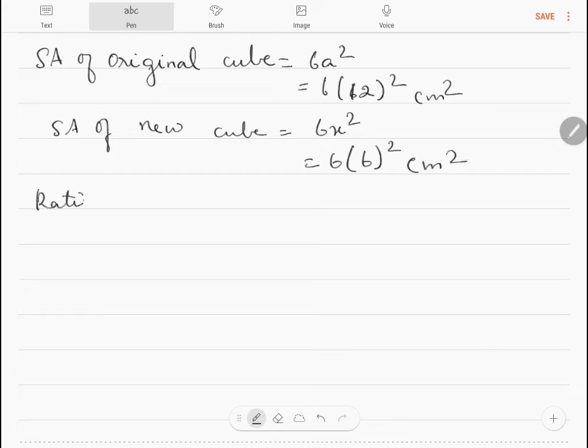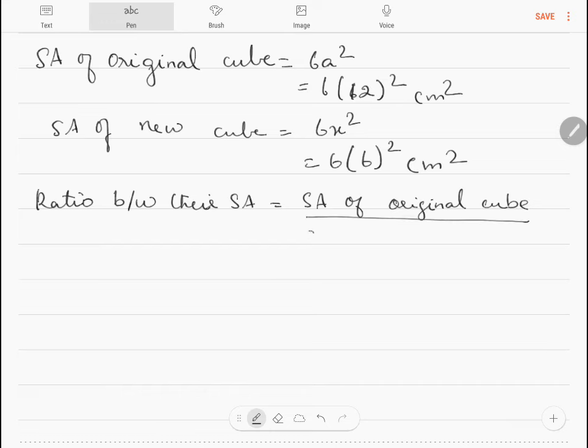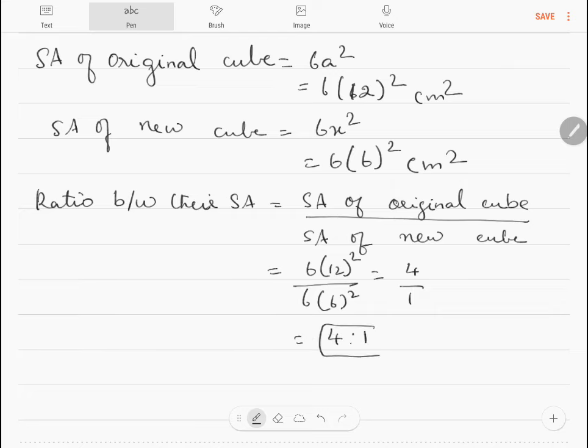Now the ratio between their surface areas is surface area of the original cube by surface area of the new cube, which is equal to 6 into 12 square by 6 into 6 square, which comes to 4 by 1, which can be written as 4:1. Now the ratio is 4:1.